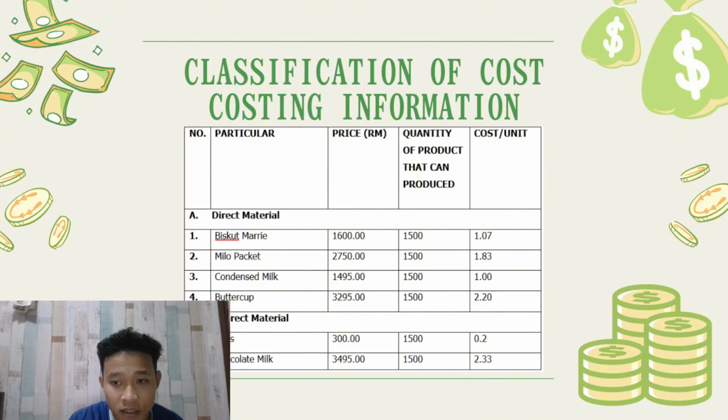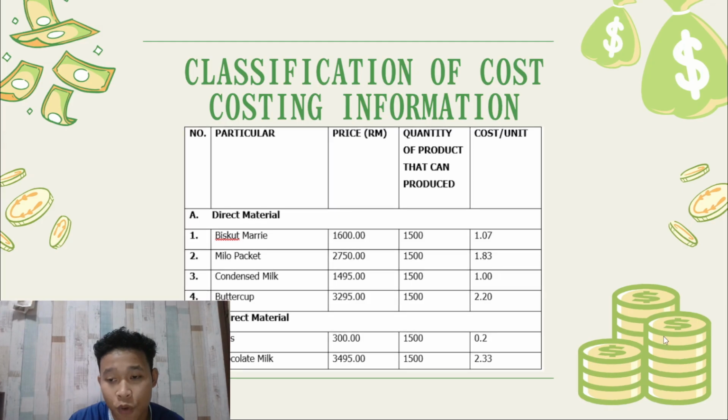For the condensed milk, the price is 1,495 ringgit. The quantity of product that can be produced is also 1,500 units, I'm sorry, and the cost per unit is 1 ringgit. And for buttercup, the price is 3,295 ringgit, and the quantity of the product that can be produced is 1,500 units, and the cost per unit is 2 ringgit and 20 cents.